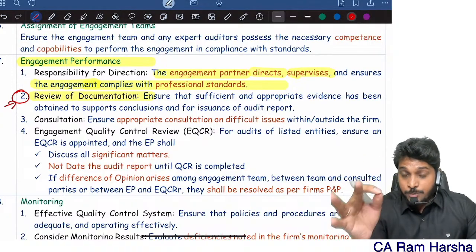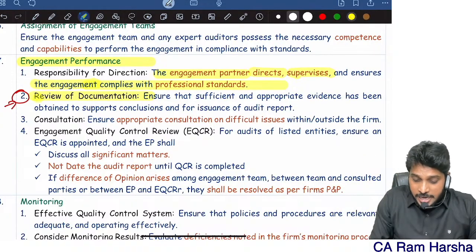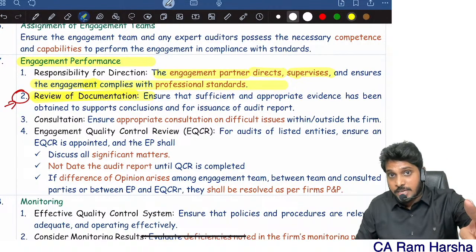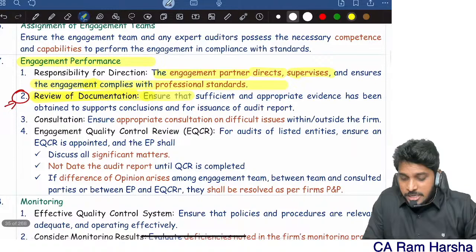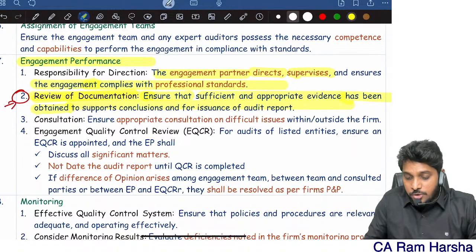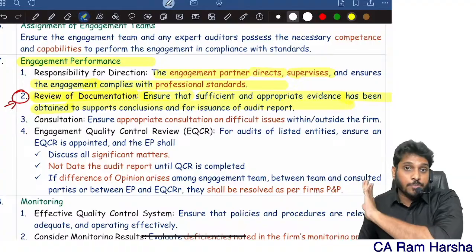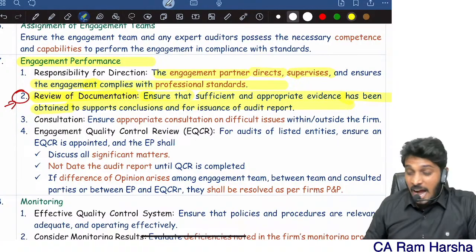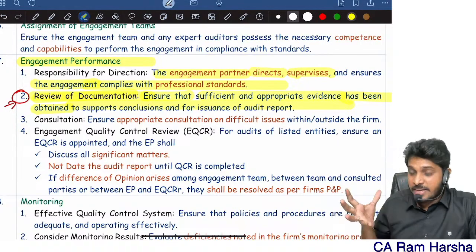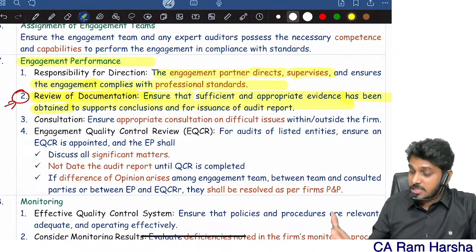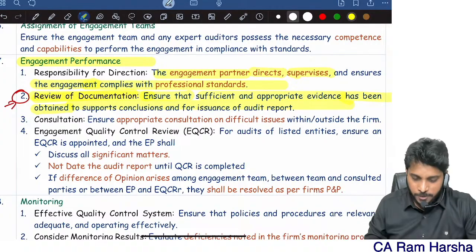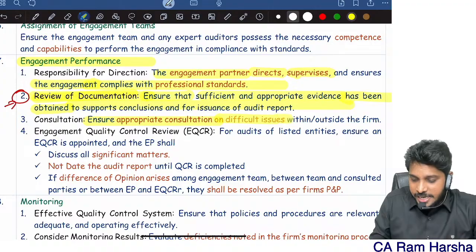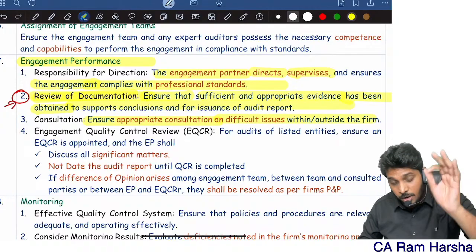Before you sign the audit report, whoever is signing it must review the documentation. Why should you review documentation? To ensure that sufficient appropriate evidence has been obtained to support conclusions so that you can issue the audit report. So before the audit report is issued, I must review once again the entire documentation we gathered, see whether sufficient appropriate evidence is there, whether conclusions are appropriate, and only then sign the audit report. And see that consultation takes place on difficult issues within the firm or outside the firm.